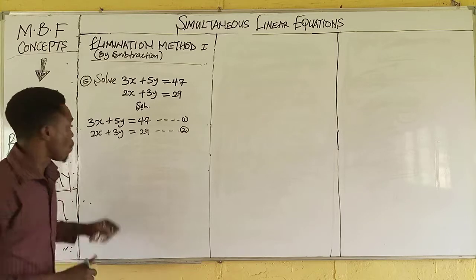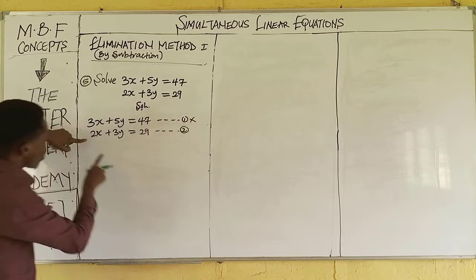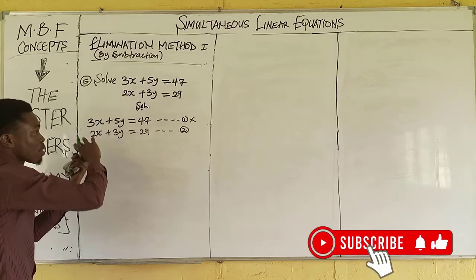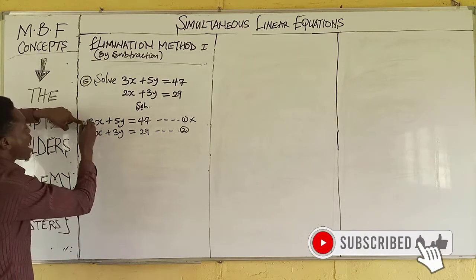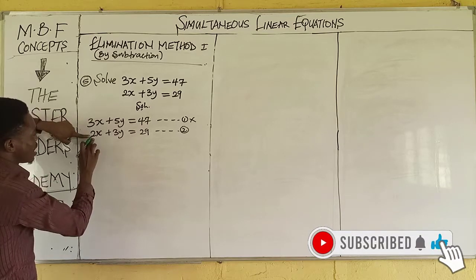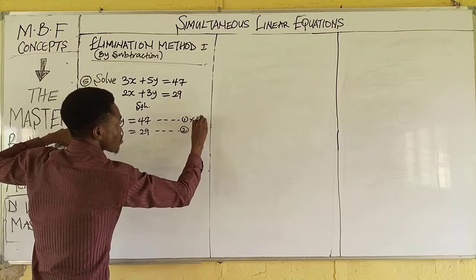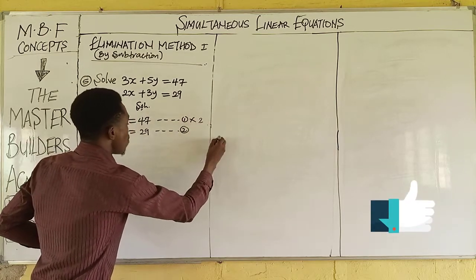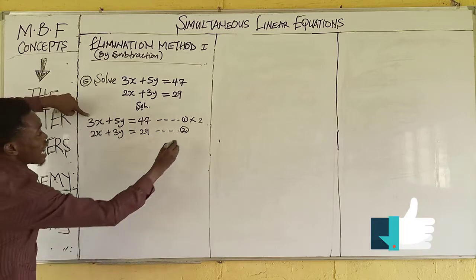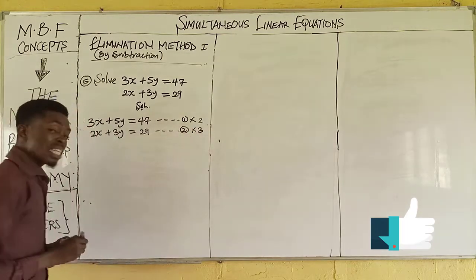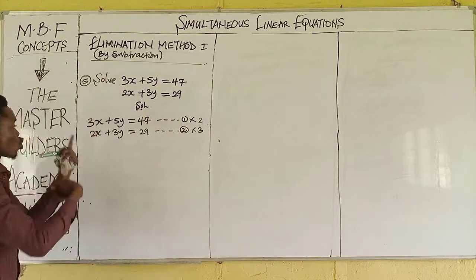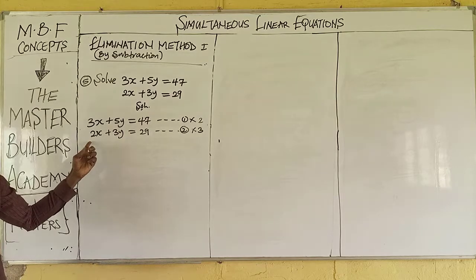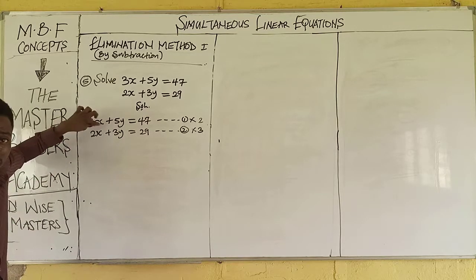So if this is taken, what must I do to this? All I need to do is to multiply equation 1 by the coefficient of x in equation 2. Don't forget this. I want to make the coefficient to be the same. Then also, for equation 2, I will multiply it by the coefficient of equation 1. All you just need to do is to swap their coefficients. You multiply equation 1 by the coefficient of equation 2 and multiply equation 2 by that of equation 1.